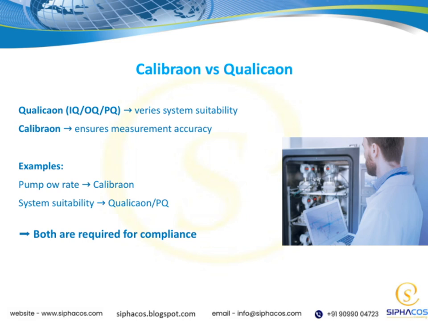For example, if we're looking at a pump's flow rate, calibration would be used to verify that it's measuring flow accurately. Meanwhile, qualification or performance qualification, or PQ, would confirm that the overall system setup meets the required standards for system suitability. Both calibration and qualification are essential. They work together to ensure compliance. Calibration keeps measurements accurate, and qualification verifies that the system as a whole is suitable for its purpose. So remember, both are required to meet regulatory standards and ensure quality in our processes.